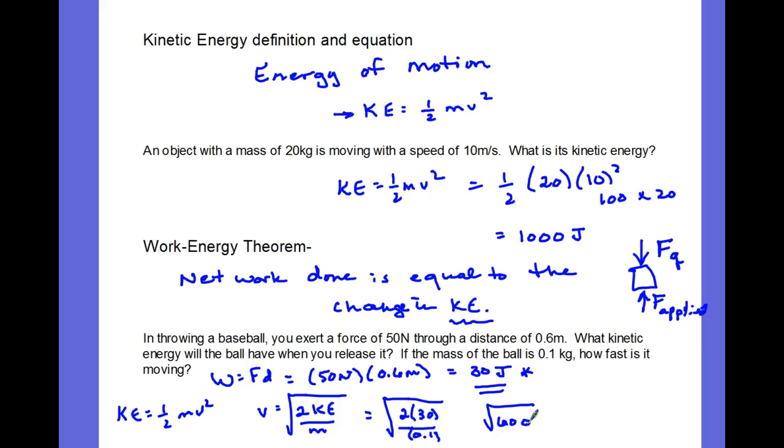2 times 30 equals 60, divided by 0.1 equals 600, and the square root of 600 is about 24.5 meters per second.